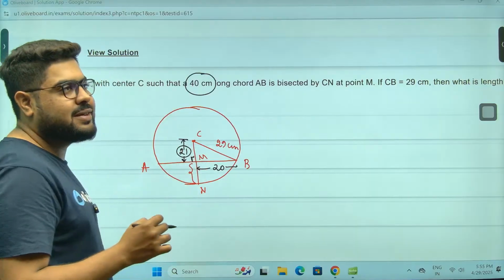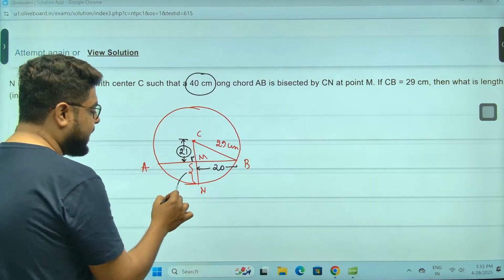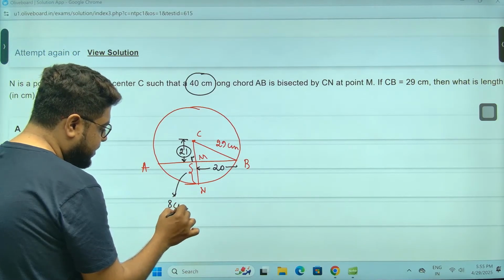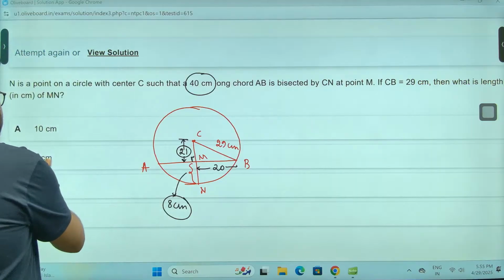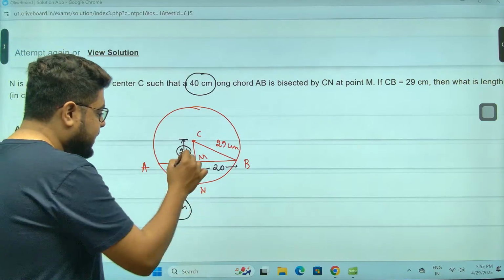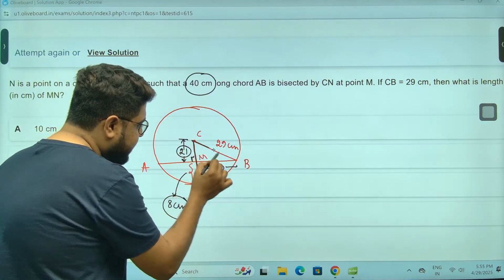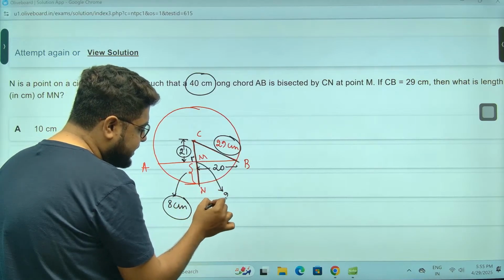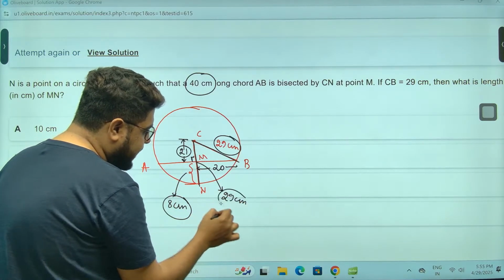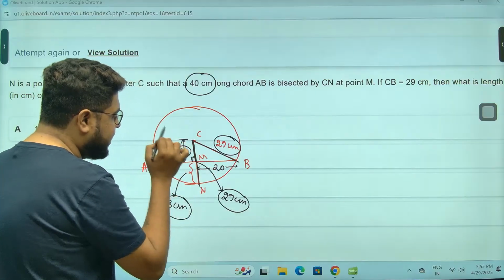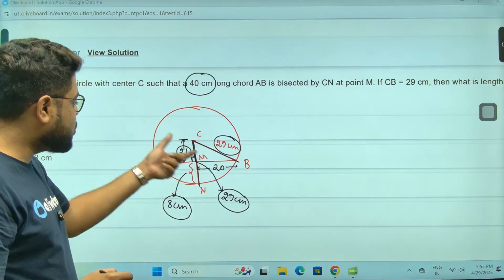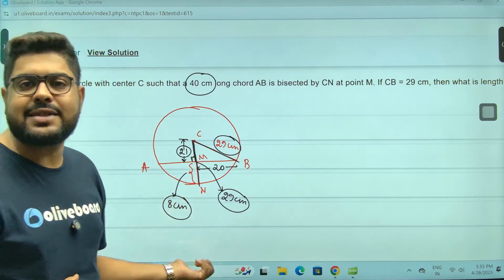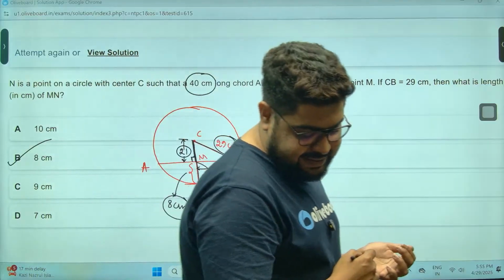This is 21. So MN is 8 centimeter, sir. It was a one-line question. Why? Please understand. CN is a radius, CB is a radius. So this is 29, meaning this is also 29. Out of 29, we figured CM is 21. So MN has to be 29 minus 21. That is 8.